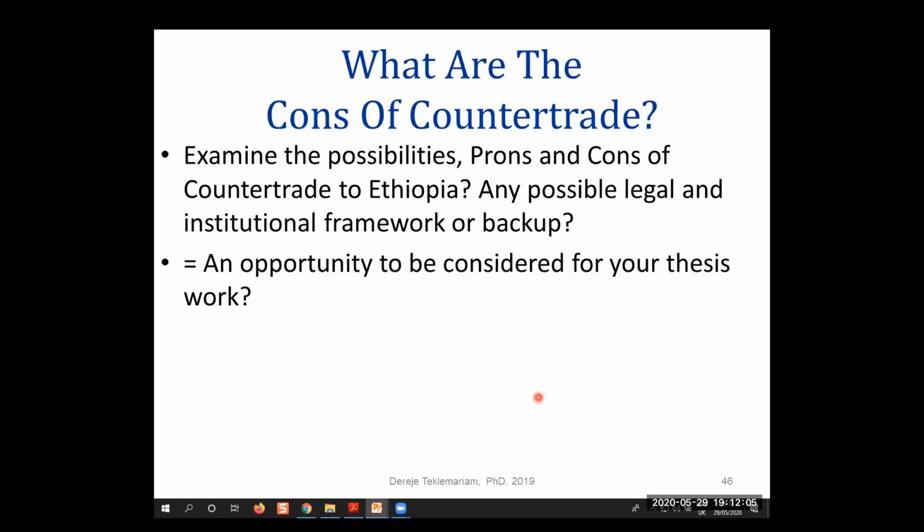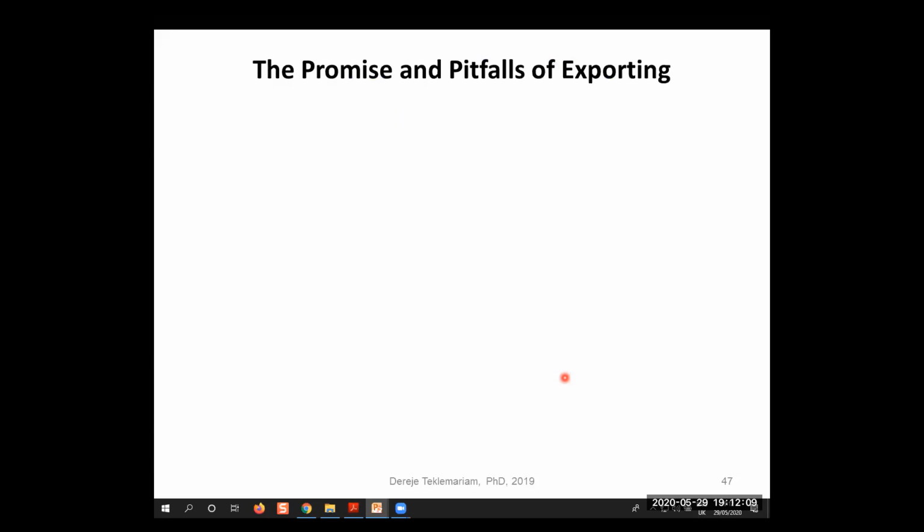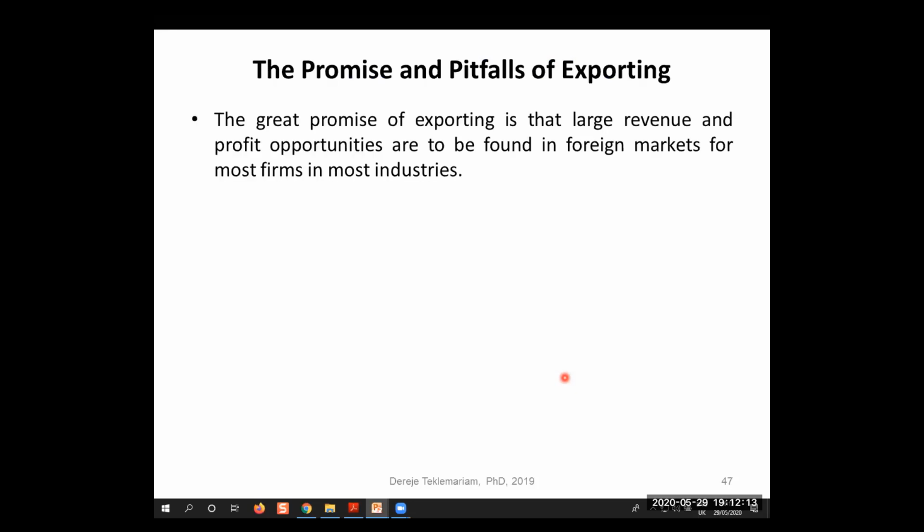I can mention one, but that's not really advisable to raise it here. So when you see trade generally, I mean export, it has its own initial suggested advantages. We call them promises, and generally limitations.